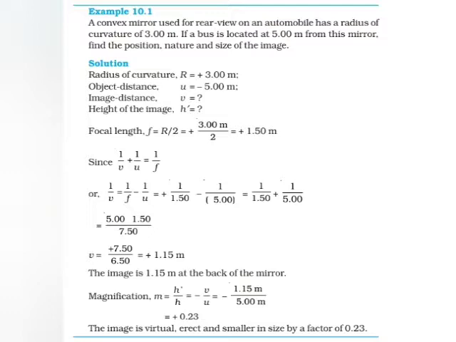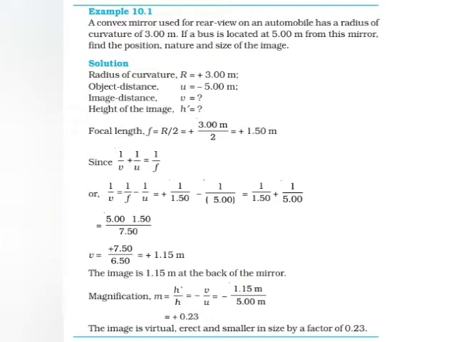Now we can apply the mirror formula and put the values to find v. First of all we will put the values of f and u. For f the value is 1.5 and for u it is minus 5 meter. After putting the values and solving, we will get our final answer, that v is equal to 1.15 meter.